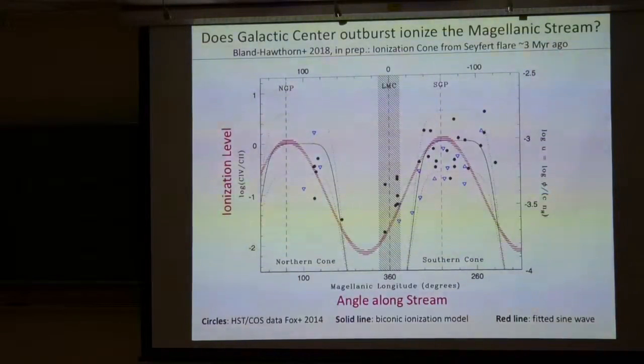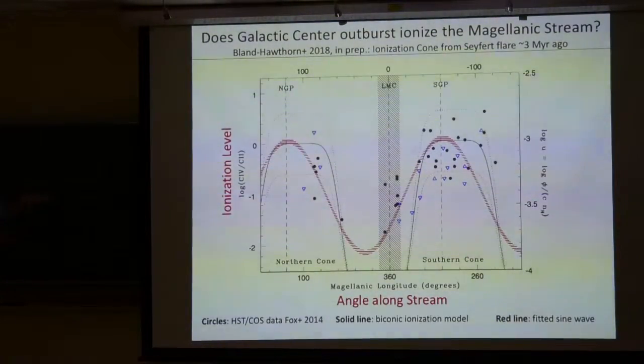Now we've looked for the carbon-4 to carbon-2 ratio against basically the angle along the stream. This is Magellanic longitude. It's essentially a measure of how far along the stream you go. And the idea is, is there any evidence for some wave-like structure here in which, when you're above the South Galactic Pole, the ionization gets elevated potentially by a flare?